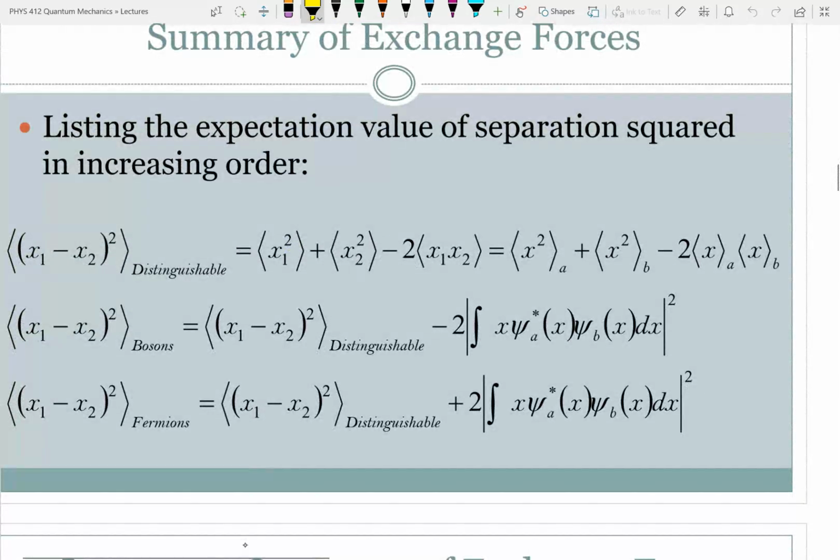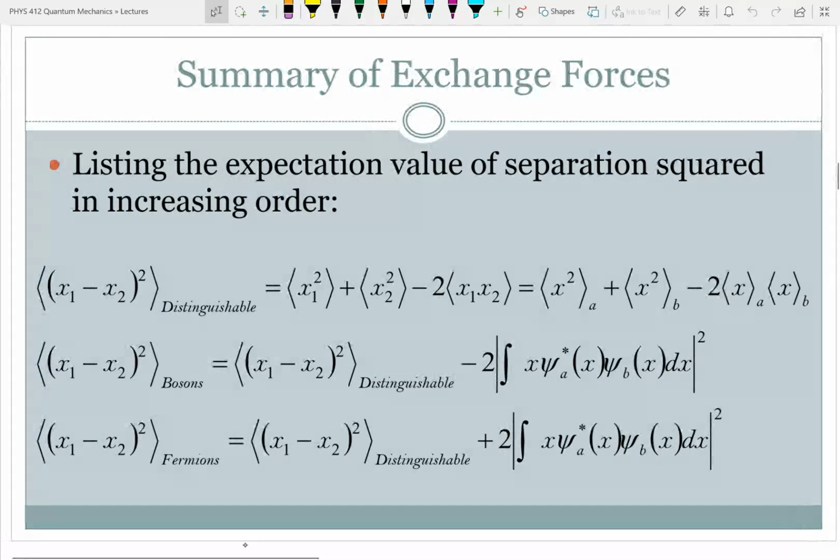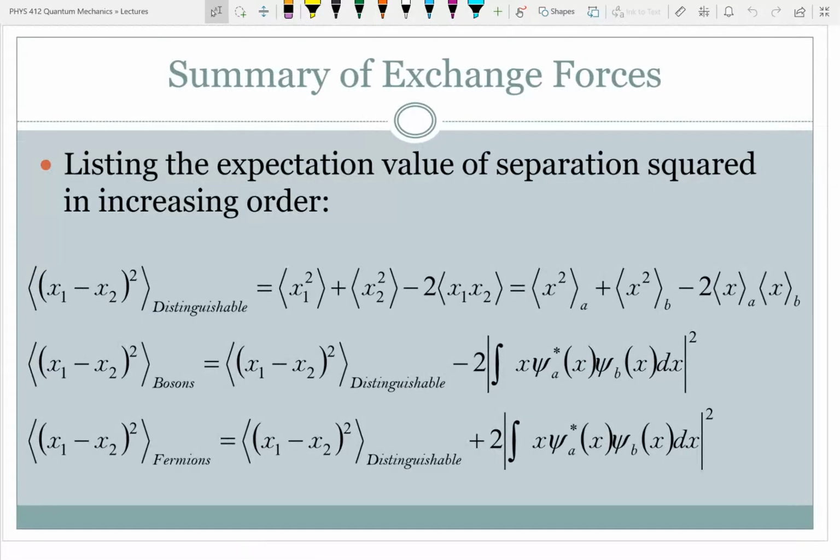Okay, so getting back to where we were before we went on that little jaunt, we saw that the separation between charges is different if they're indistinguishable, if they're bosons, or if they're fermions. We're going to expand this a little more.